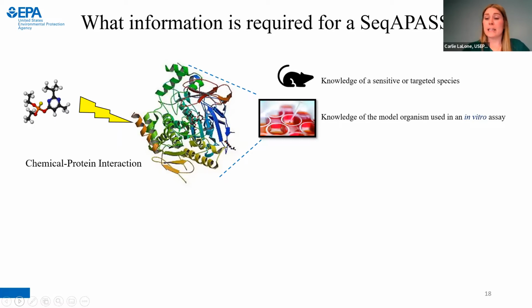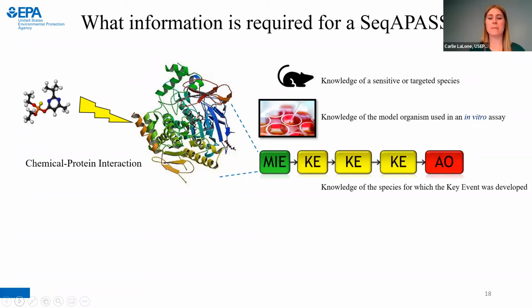Further, if we're utilizing in vitro assays, and we might want to extrapolate that knowledge across species as well, we know that a model organism is used in those assays, and we can utilize that model organism for the gene that's being evaluated and extrapolate from that information. And then, like we mentioned with AOPs, a lot of times there's an individual species or a handful of species that are used to describe that key event or molecular initiating event. We can also use that information to extrapolate across species from those species where we have data.